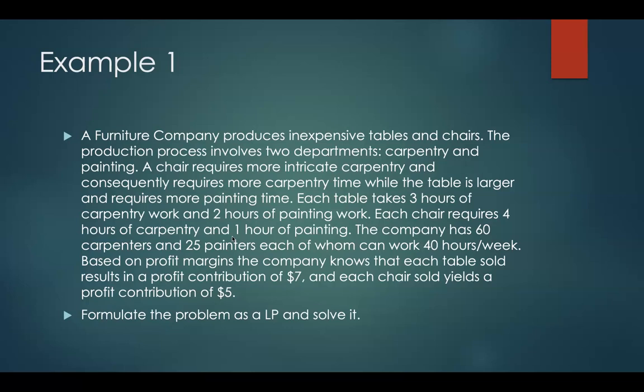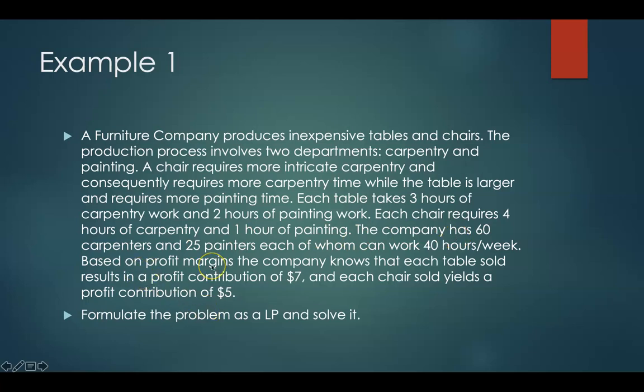Now this is interesting. You'll notice that the total time required to make a chair is 5 hours, and the total time required to make a table is also 5 hours. But you need more and less of carpentry and painting for each of them. Now, the company has 60 carpenters and 25 painters, each of whom can work 40 hours a week. So each of the 60 carpenters and each of the 25 painters can work 40 hours a week.